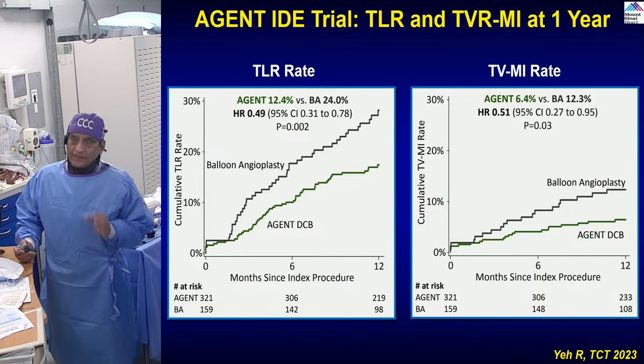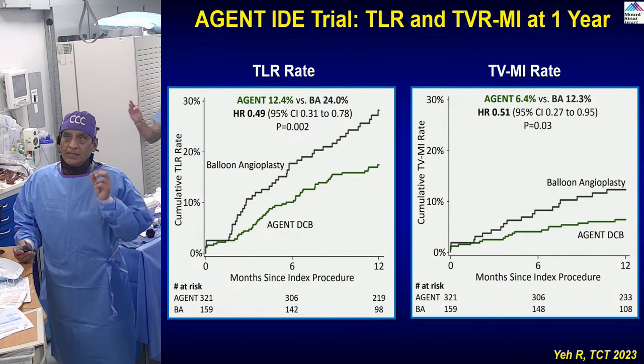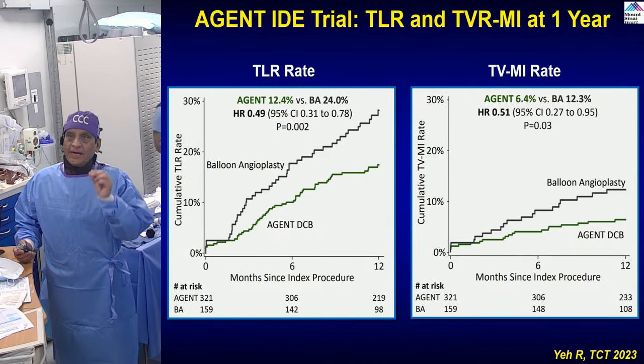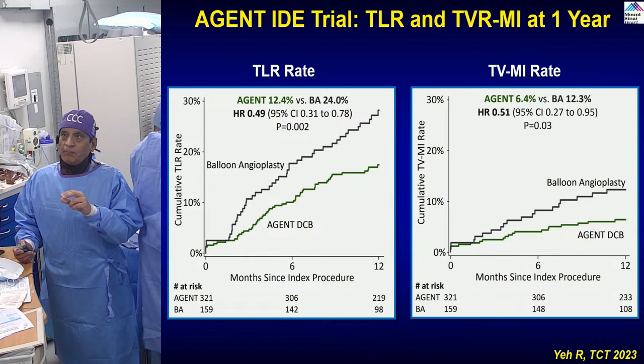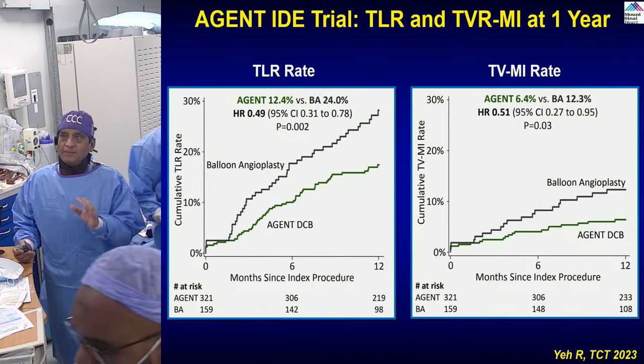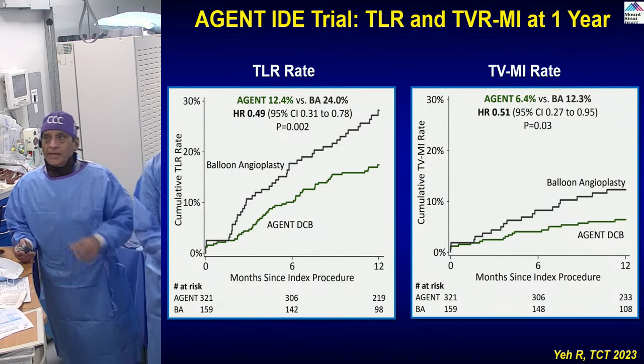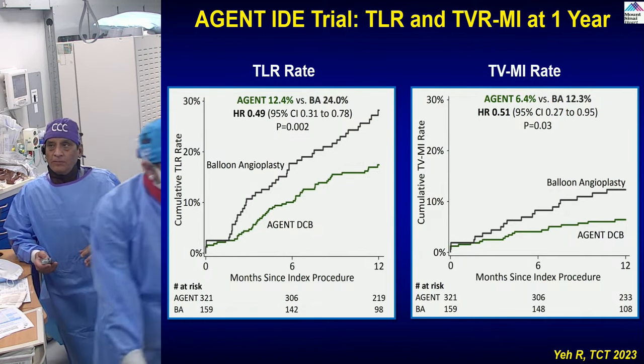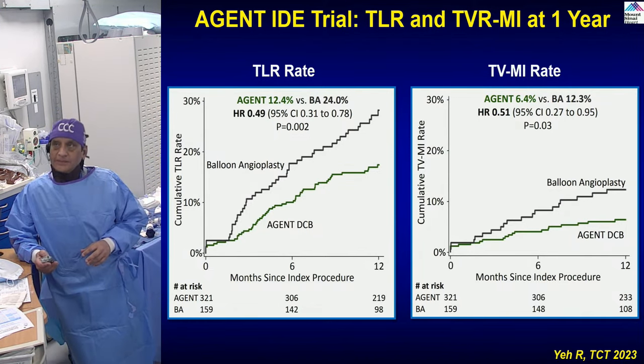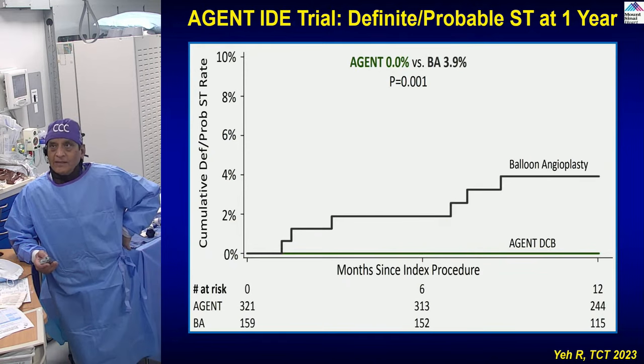But what are the major results? TLR and target vessel MI were significantly lower, almost half. See the hazard ratios of 0.49 and 0.5 respectively, that is a 50% lower event rate in the drug-coated balloon group compared to the balloon angioplasty group. Tremendous data. We were waiting quite a bit.